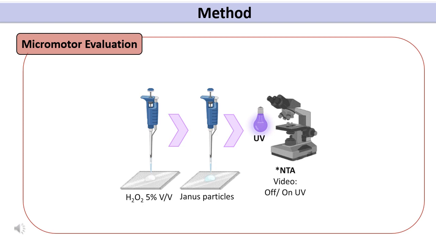For micromotor evaluation of the aluminum oxide, zinc oxide particles, 5% volume of hydrogen peroxide was poured onto a clean glass cylinder. The dispersion of particles in distilled water was added. Later, it was irradiated with a UV lamp. The movement of the micromotors was recognized by optical microscopy, taking a video with the UV lamp on and off.